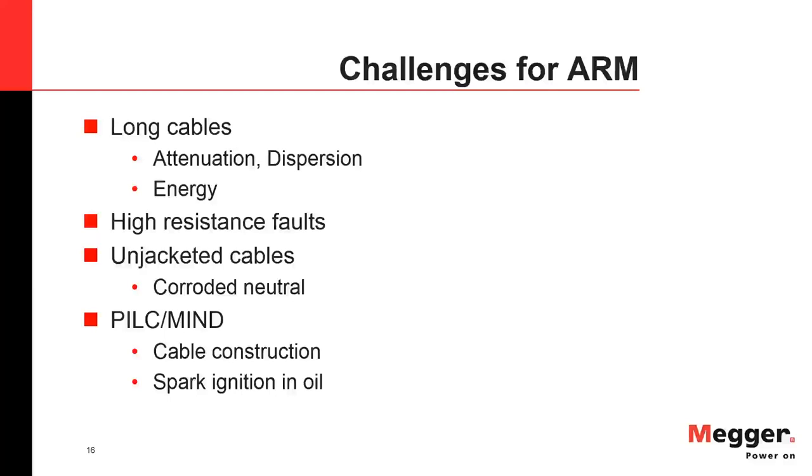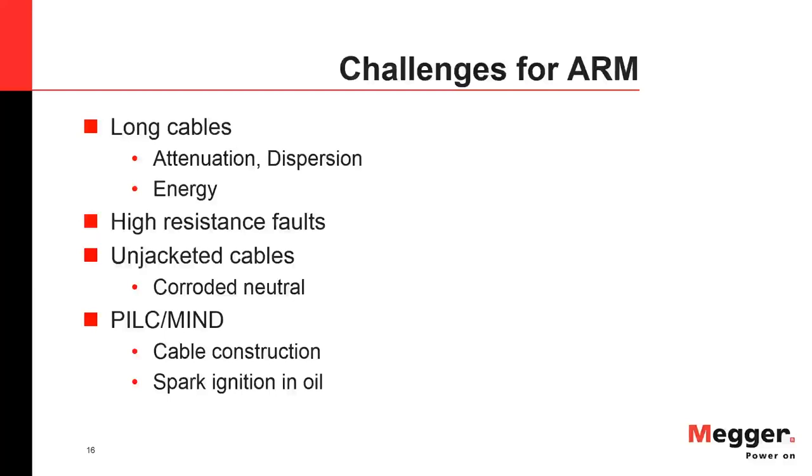And then PILC cables and MIN cables. PILC is paper insulated lead covered, it's a cable construction, and very similar is MIN, which is mass impregnated non-draining, which is almost the same as PILC, specifically the insulation is very similar. It's laminated insulation. Also, typical pipe type cables are of that category because they're also laminated cables. So there you're limited by the cable construction, and I will go into details in a second, and by the ignition of the arc. So now when we're talking about fault locating on PILC, what are we talking about here?